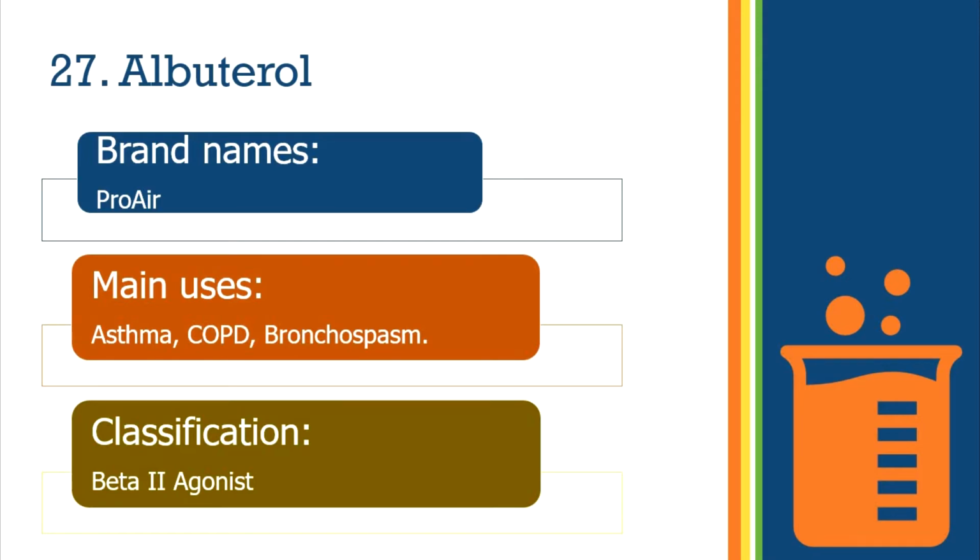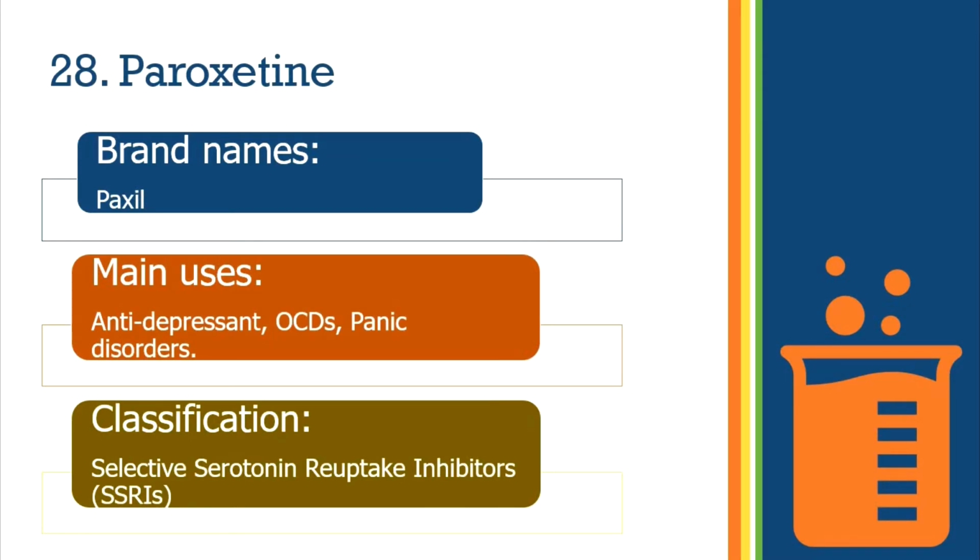Albuterol. The brand name is ProAir. The main uses are for asthma, chronic obstructive pulmonary disease, or bronchospasm. The class of drugs is beta-2 agonist. Paroxetine. The brand name is Paxil, and it's an antidepressant, also can be used to treat OCD or panic disorders. The class of drugs is selective serotonin reuptake inhibitors.